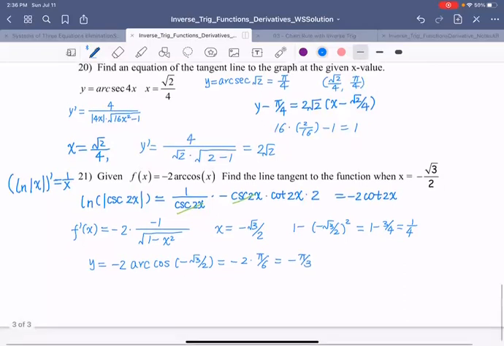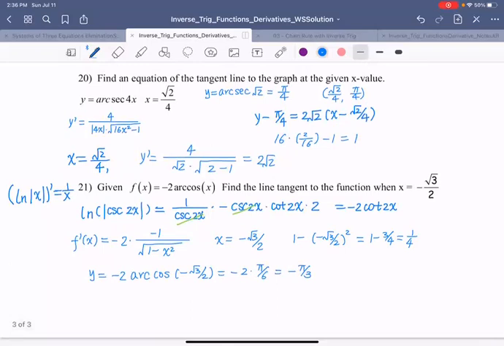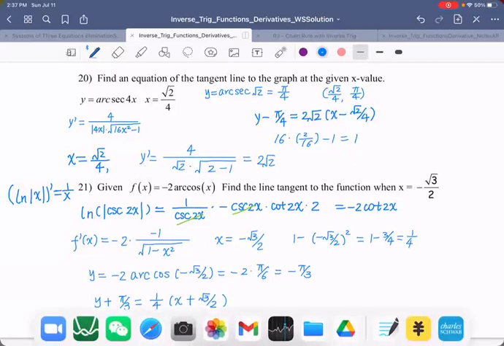Yeah. Okay. Now use the point slope format. Go ahead. So y plus pi over 3 equals 1/4 of x plus root 3 over 2. Okay. Does this make sense? Yeah.